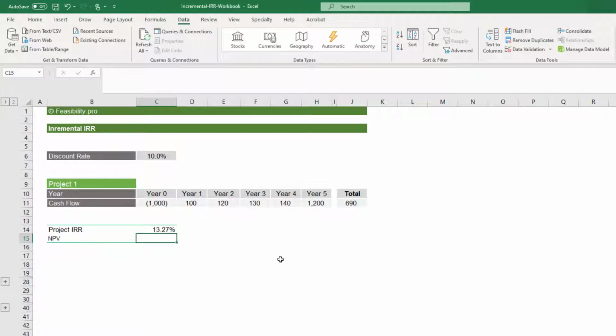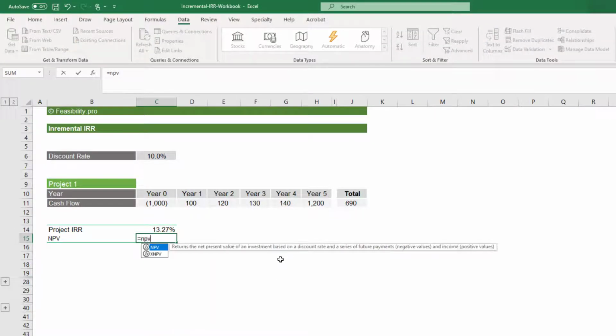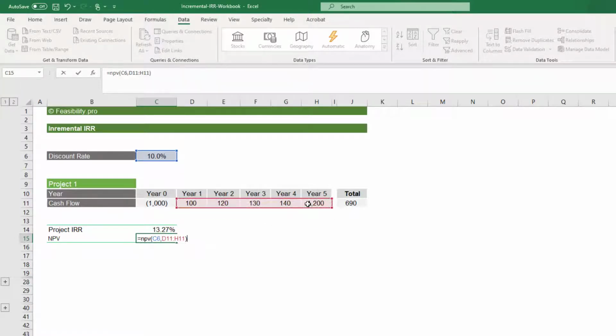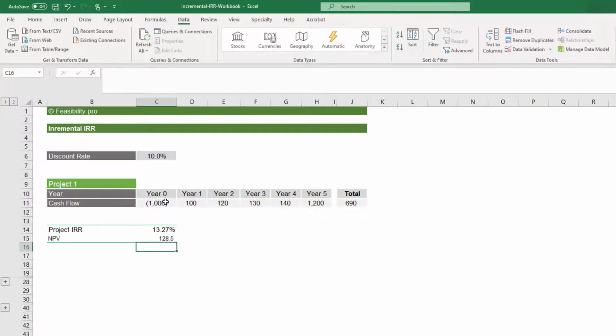Now, if you want to calculate the NPV, we can use the NPV formula, input the rate, which is this one, 10%, and then the cash flows, and then add back the initial investment, which is this one. So this gives me the NPV of 125. So this is one project.